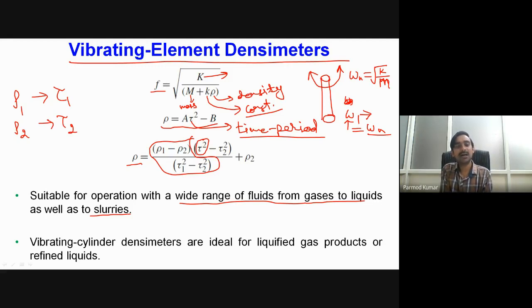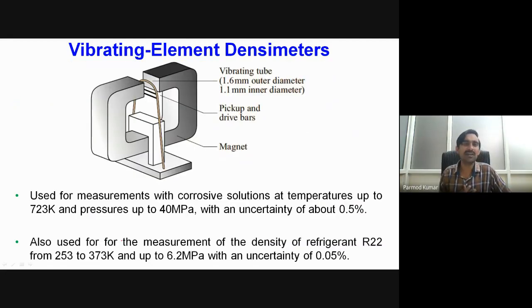Okay, then what we are having over here, vibrating cylinder density meters. These are ideal for liquefied gas products or refined liquids. Okay, so these are ideal meters for measuring densities of these type of liquids. Then one example is included over here for vibrating element density meter.